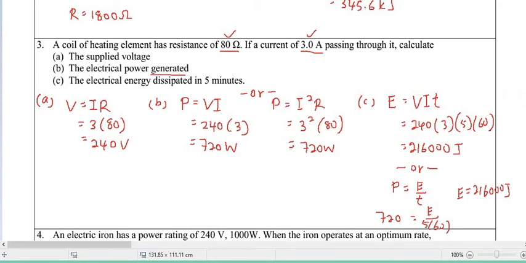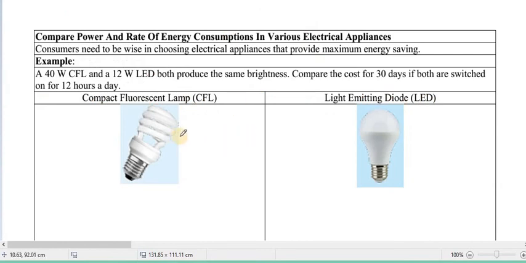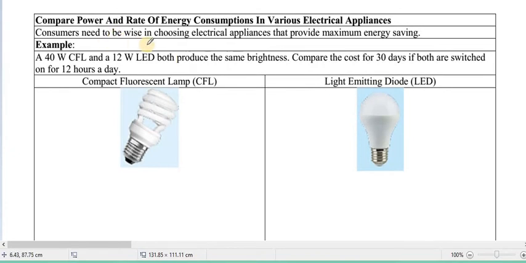Any question? Okay, next we want to look at this. Compare power and rate of energy consumption in various electrical appliances. Consumers need to be wise in choosing electrical appliances that provide maximum energy saving. So for example, we have two types of lamp. We have compact fluorescent lamp and we have LED lamp. You see here that the CFL, compact fluorescent lamp, the power is 40 watt. The LED, the power is 12 watt, but both produce the same brightness.